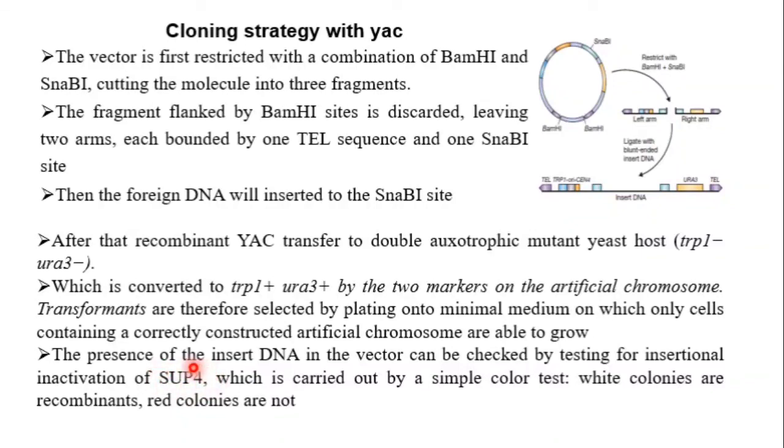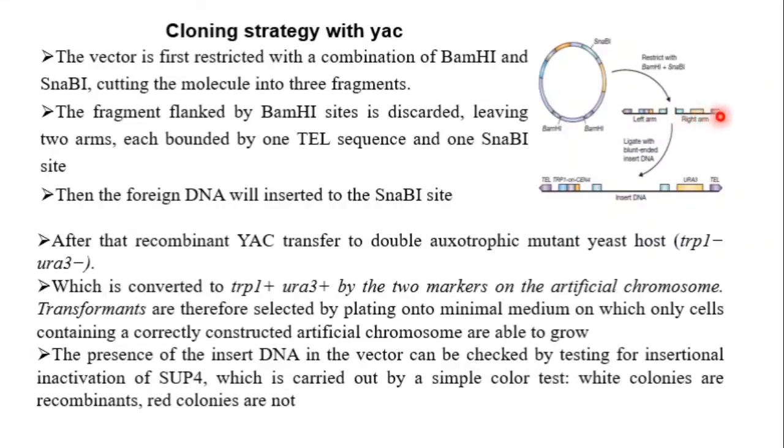In the yeast cloning strategy, first we cut the YAC with SnaBI and BamHI. SnaBI makes one cut here, and BamHI makes a cut here and here. Then we get three fragments: one here, one here, and one here. We discard the middle fragment, and we get a left arm and a right arm.